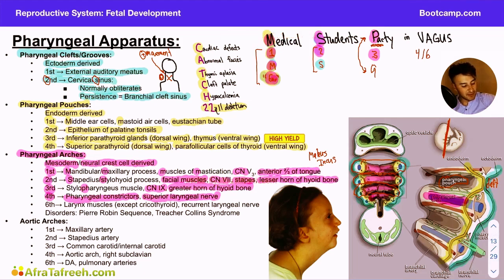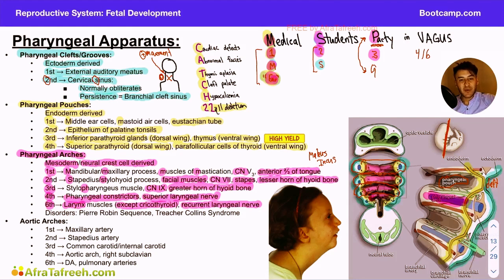Now let's move on to our sixth arch, and this is going to go on to form the larynx muscles, and I like to remember that larynx is 6 letters in length when you spell it out, so that helps me remember this. The exception here is the cricothyroid, and remember, Step 1 loves to ask about exceptions, so it's important to memorize that this is not included because they love to ask about this. Also, we're going to have our recurrent laryngeal nerve, which is a little further inferior than our superior portion of the vagus nerve that was in pouch 4.